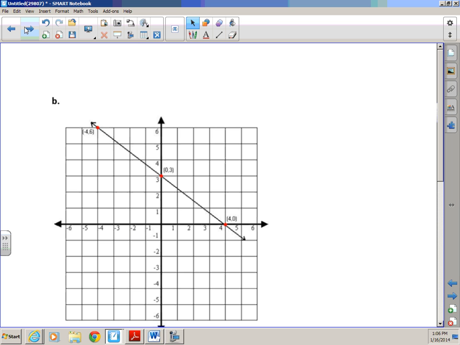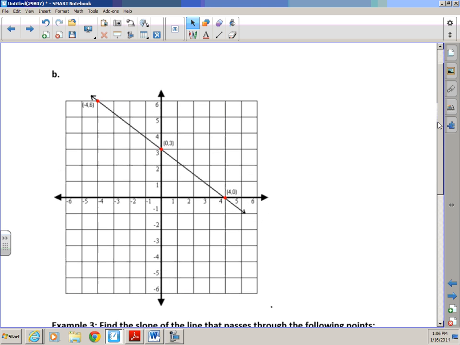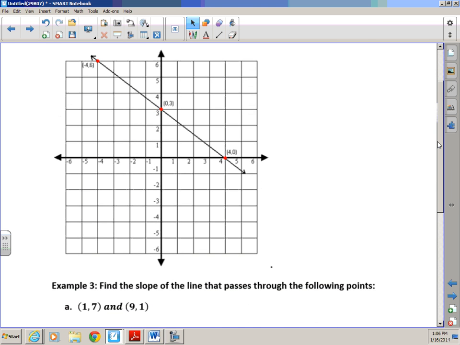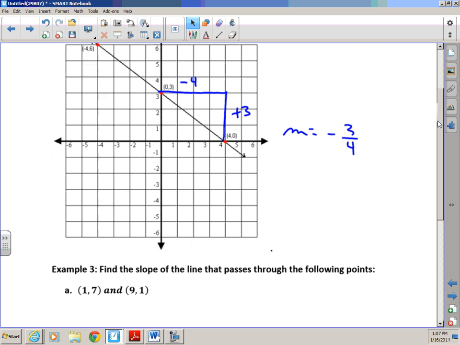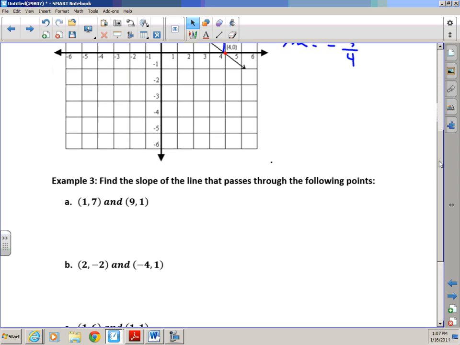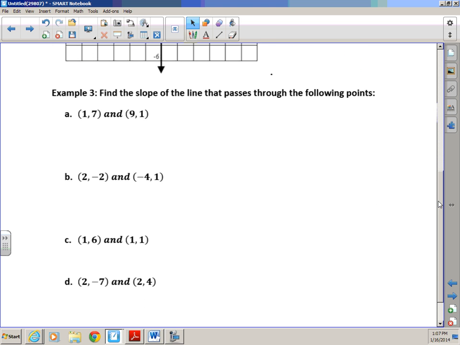Going to the next example, I go up 1, 2, 3, positive 3. I go left, that's a minus 4. So my slope is negative 3 over 4. If one of the two numbers is negative, then all you have to do is write the minus sign outside the fraction. You could also put it with the 3 or the 4, as long as there's only one minus sign that shows up.